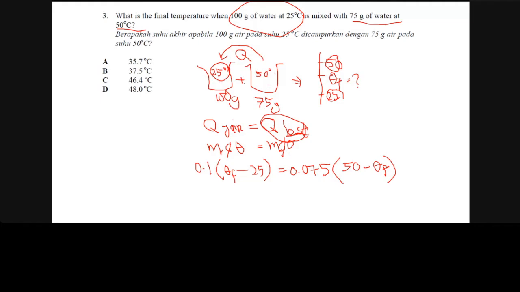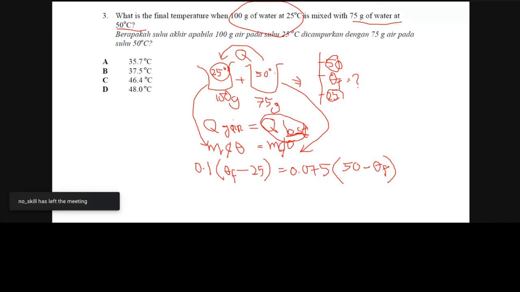Okay. And then bila you dapat macam ni, you letaklah Q. Q we know that MC theta kan? You equate it to MC theta. This one sama dengan MC theta this one. Please pardon my tulisan. Alright, so okay, you dah dapat MC theta untuk air sejuk dengan MC theta untuk air panas. Okay, now you kembangkan dia.